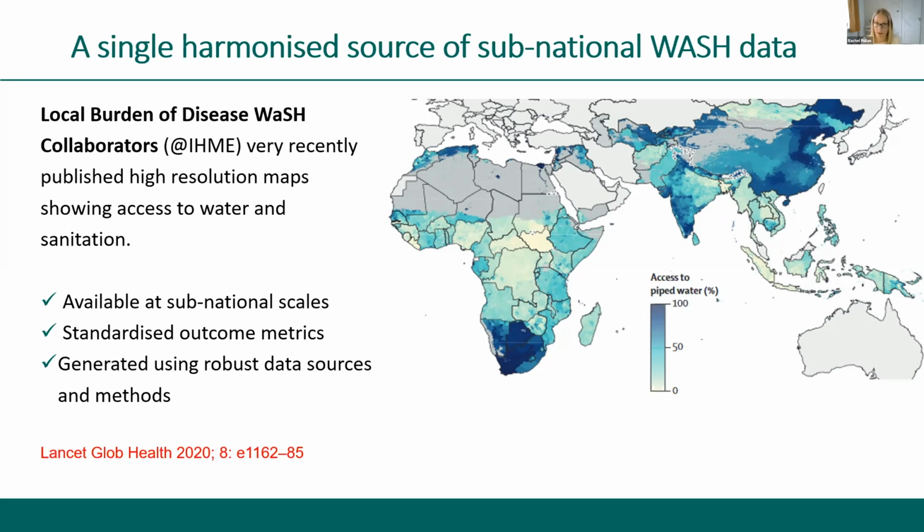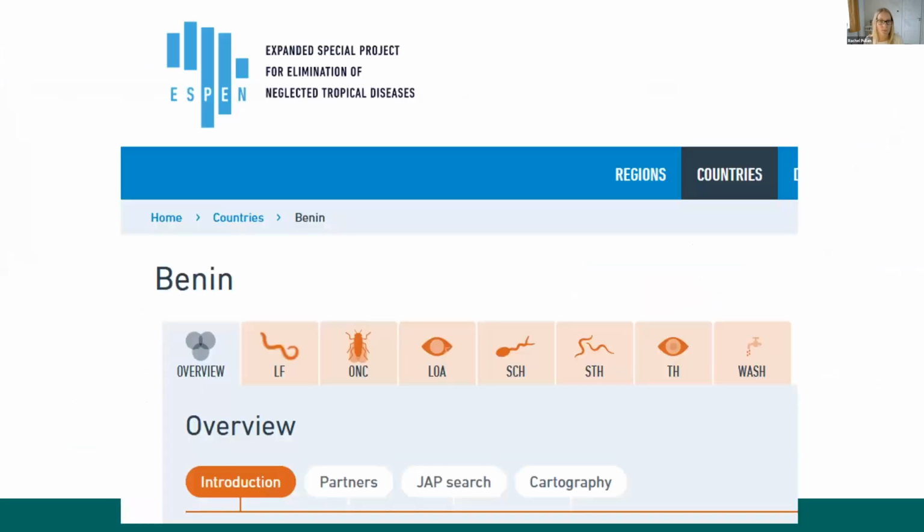So now we have data available at subnational scales with standardized outcomes generated using robust methods, but it's still not at the right spatial scale for NTD decision making because it's continuous. And so this is what ESPEN have done. They've now assembled this data, aggregated it at an implementation unit level, and made these maps and the data available through the ESPEN portal. So if you now visit the portal, you'll notice that there's a new tab under all the country pages, and that is WASH.